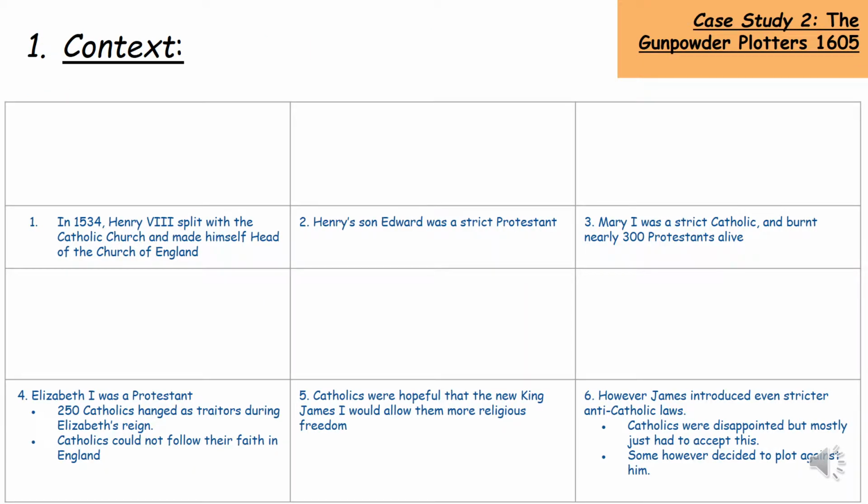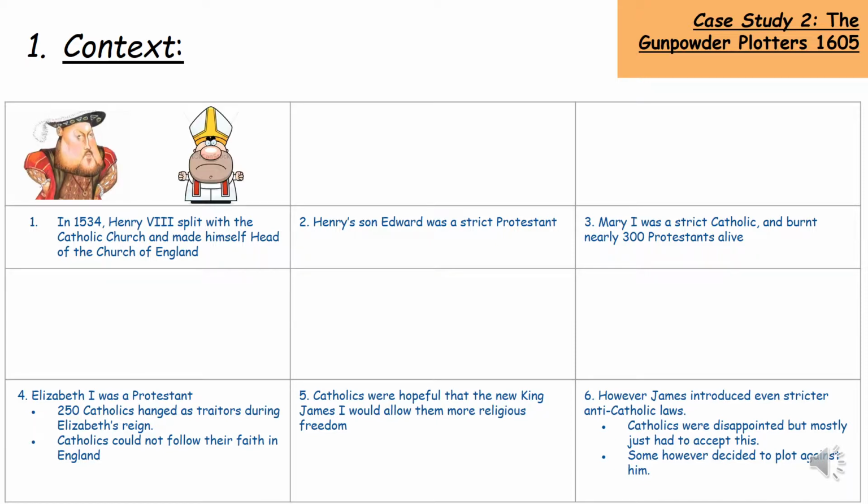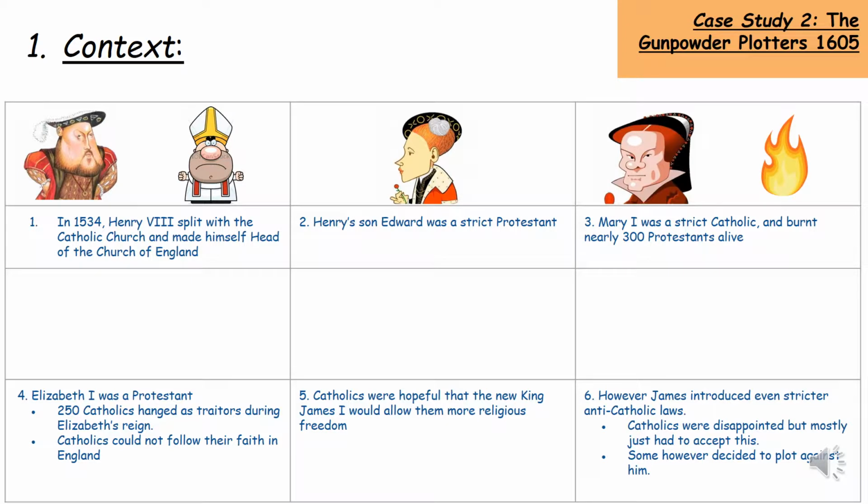1. Context. In 1534, Henry VIII split with the Catholic Church and made himself head of the Church of England. Famously, Henry VIII wanted to divorce his wife, but the Catholic Church does not allow divorce. 2. Henry's son Edward was a strict Protestant. Next, we have Mary I, who was a strict Catholic and burnt nearly 300 Protestants alive. As you can see, this is a time of real religious change.